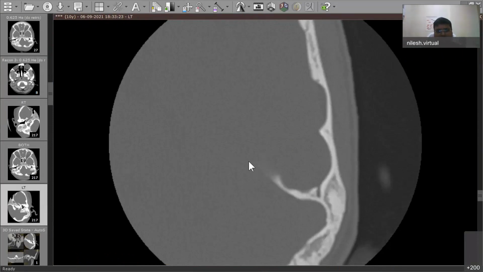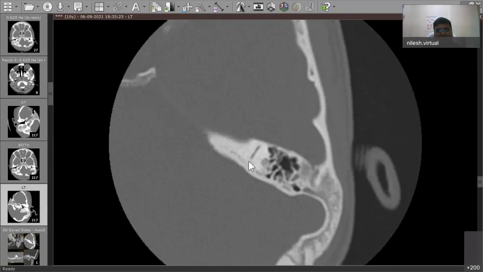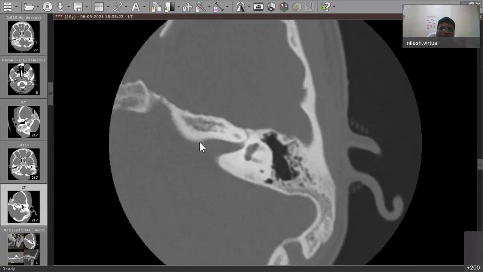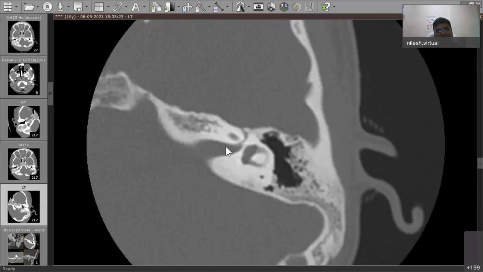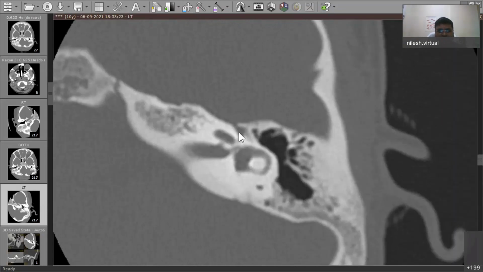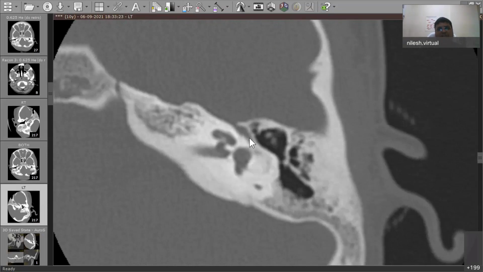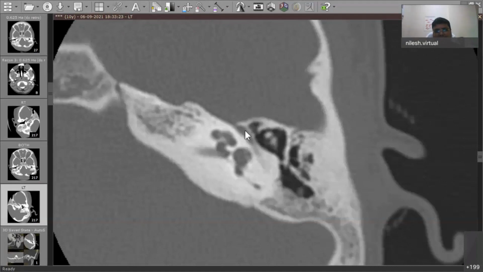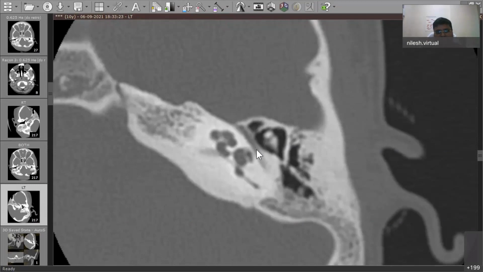So keep going down, down, down. You get a projection from the posterior fossa dura towards the otic capsule. Then this is the internal auditory meatus. You get your C-shaped labyrinthine segment of the facial nerve. Then come down, you get the first turn of the facial nerve, that is the first genu. Then come down, you get a dilation in the facial nerve. This is nothing but the geniculate ganglion. Then you come still further down.